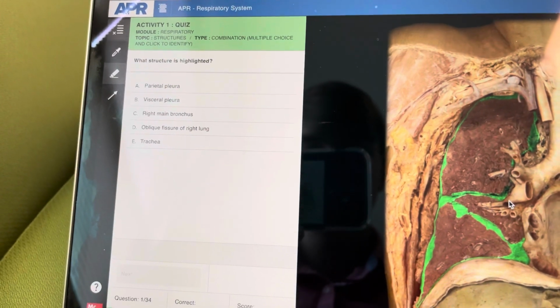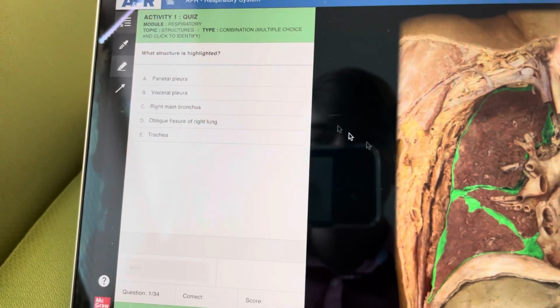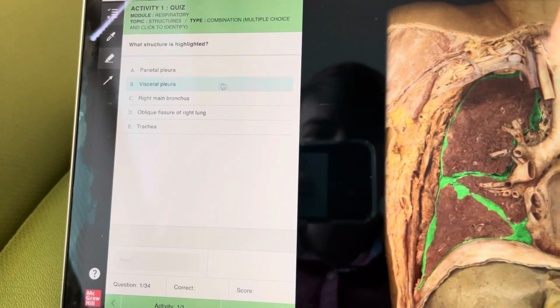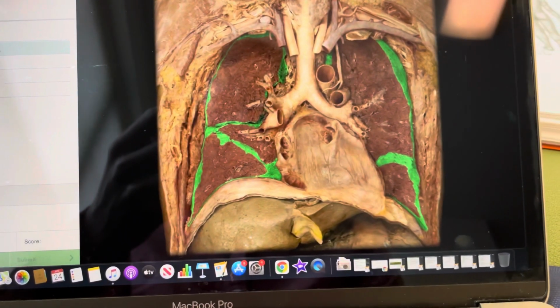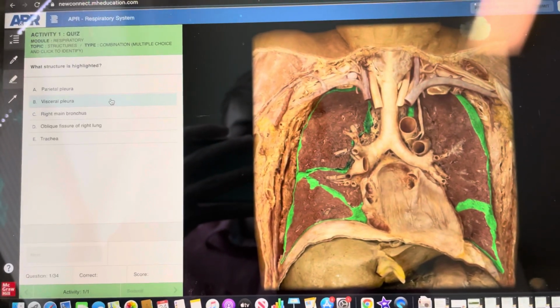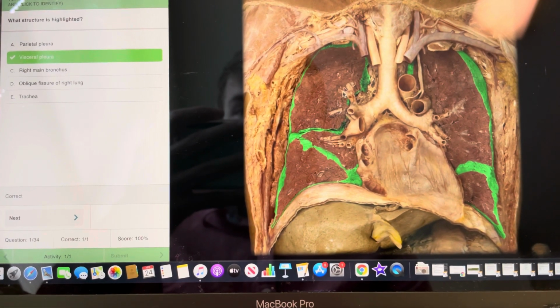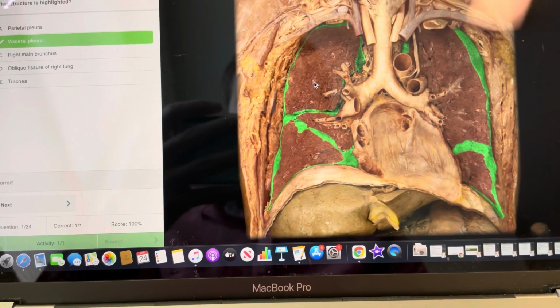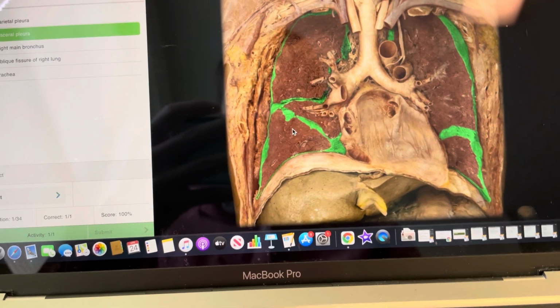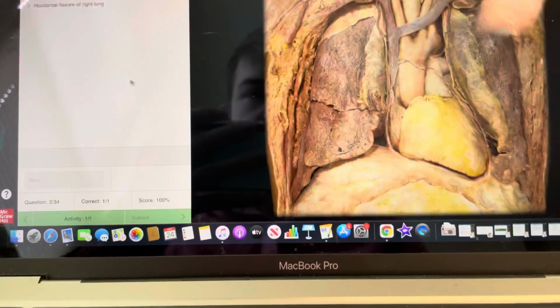Parietal pleura is more superficial, towards the surface of the skin. Visceral pleura actually lies on the lungs themselves. So that one you kind of just have to differentiate which one it's sitting on. I know that it's visceral pleura because this image looks different than the parietal pleura. These are the actual lungs. So I know that it's visceral pleura, so we can click next. You can see that I got it right.